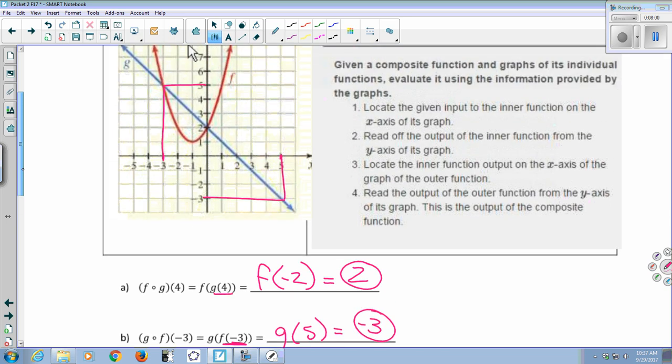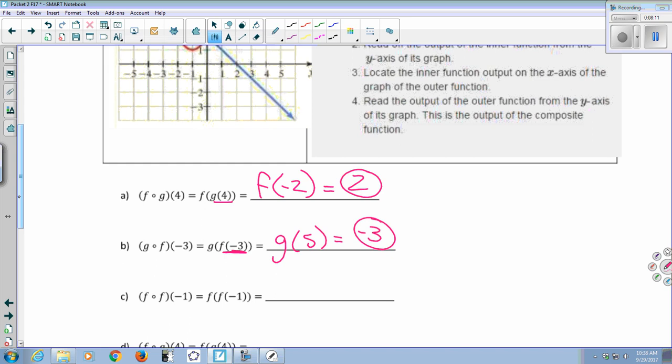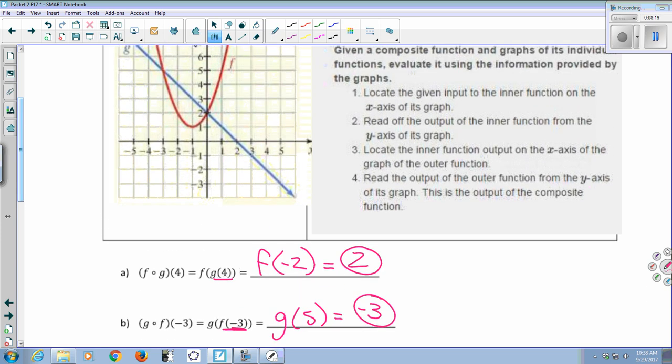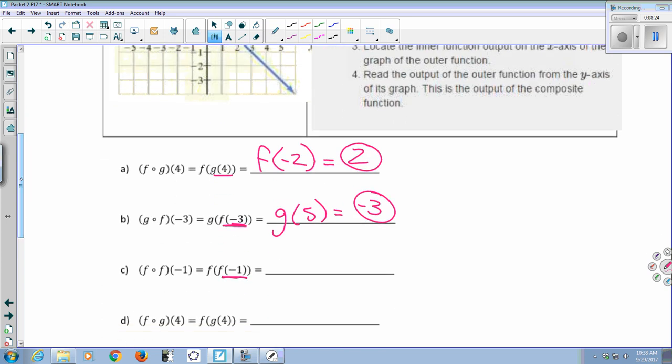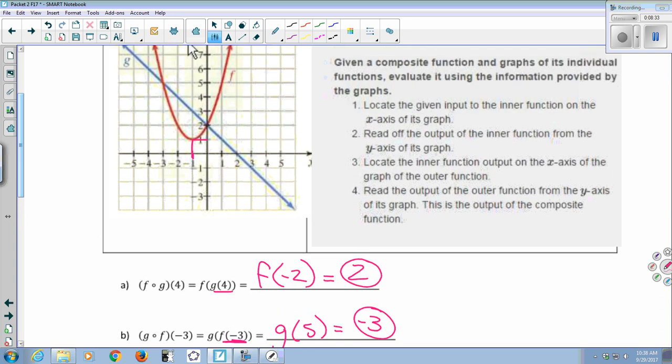f of f of -1. So I'm using only the red graph in this composition. First, I need to evaluate f of -1. Do this innermost part first. That's asking, what is the y-coordinate on f when x is -1? So I find -1 on x, I go up to the f graph, and I get 1 as my output. So replace f of -1 with a 1. And then I have to evaluate f of 1. Again, I'm using the red graph, so I find an x value of 1, go up to my graph, and the y value is 5.